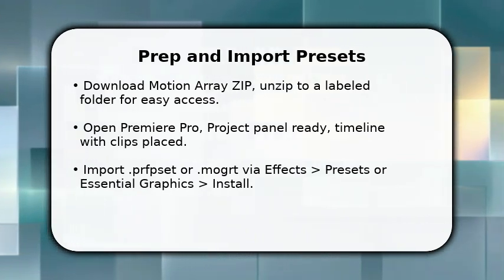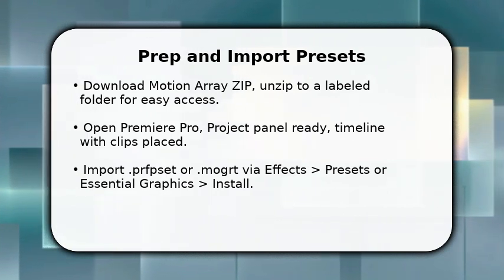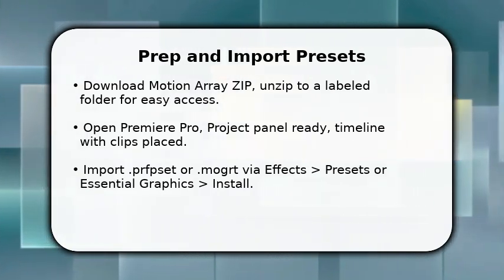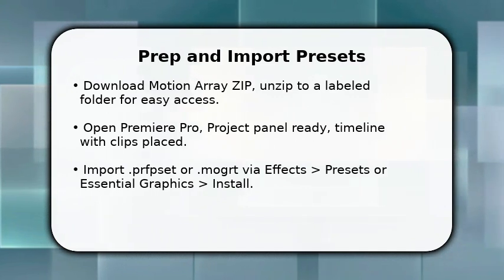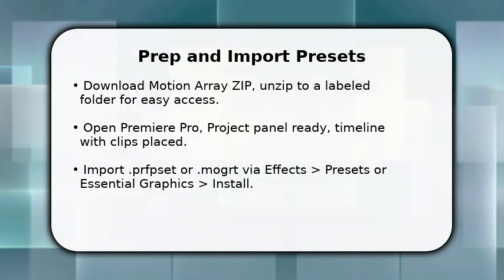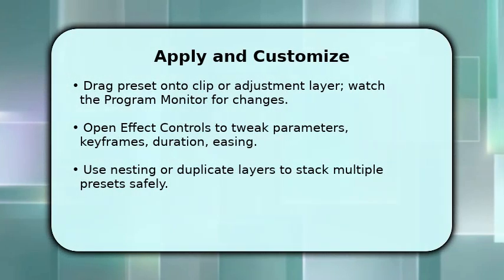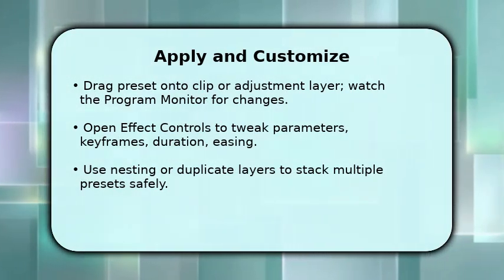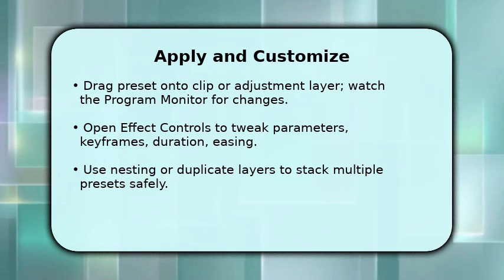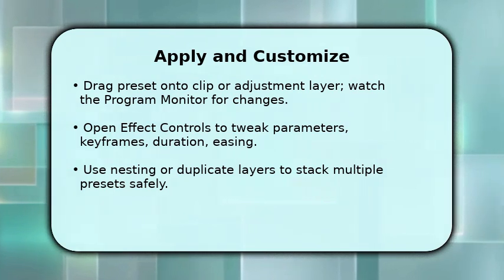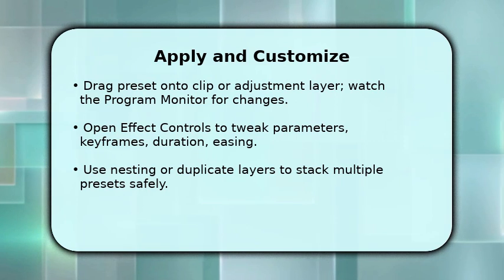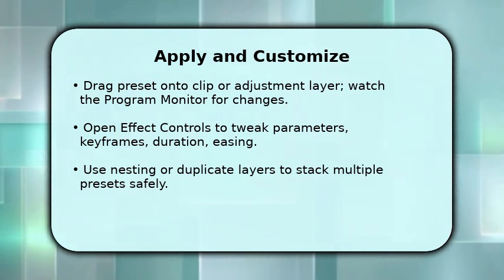Make sure to place clips on a sequence before applying a preset. Applying directly to a nested sequence or adjustment layer avoids destructive edits and keeps your timeline flexible. Now, drag a Motion Array preset onto your clip or an adjustment layer so you can reuse it across multiple clips. Once applied, open Effect Controls and change values: scale, position, opacity, easing to match your shot.